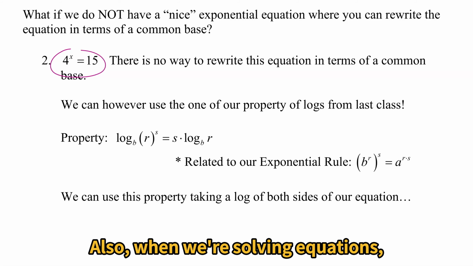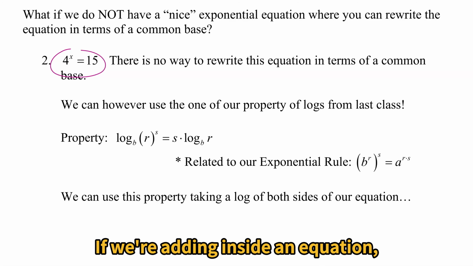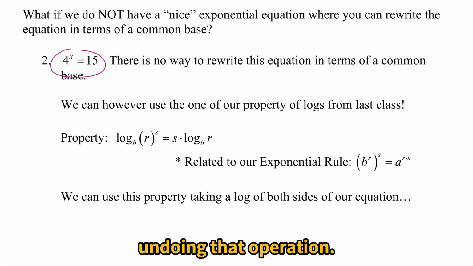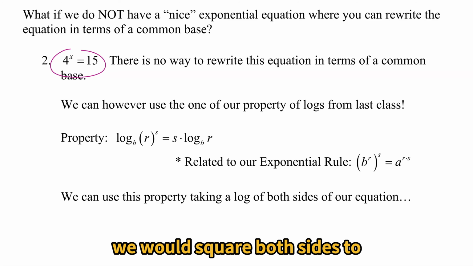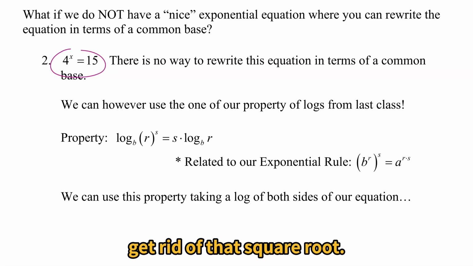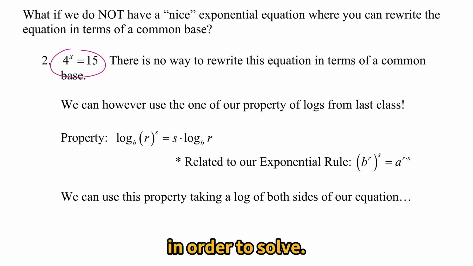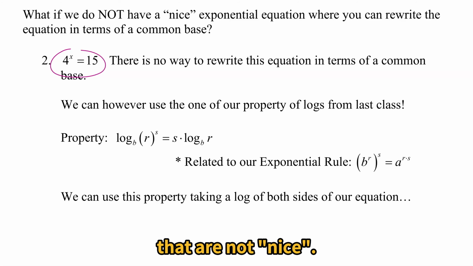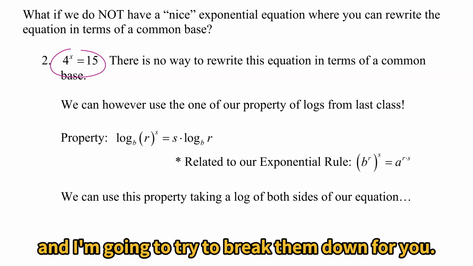Also, when we're solving equations, we use the inverse operation in order to solve. If we're adding inside an equation, we would subtract on both sides, so we're undoing that operation. If we've got, for example, a square root of x, we would square both sides to get rid of that square root. So we're using the inverse operations in order to solve. We're going to do the same thing here in these exponential functions that are not nice. We do have two different strategies we can use, and I'm going to try to break them down for you.